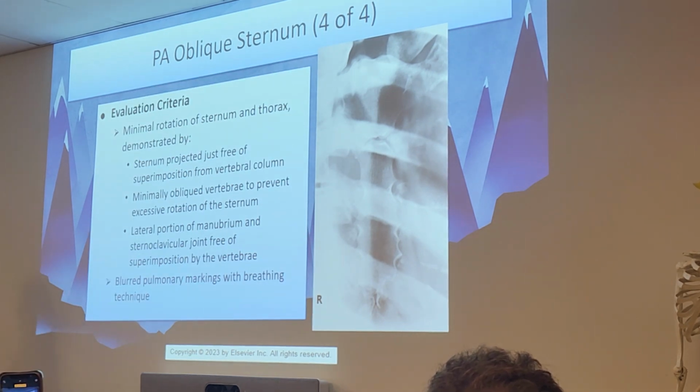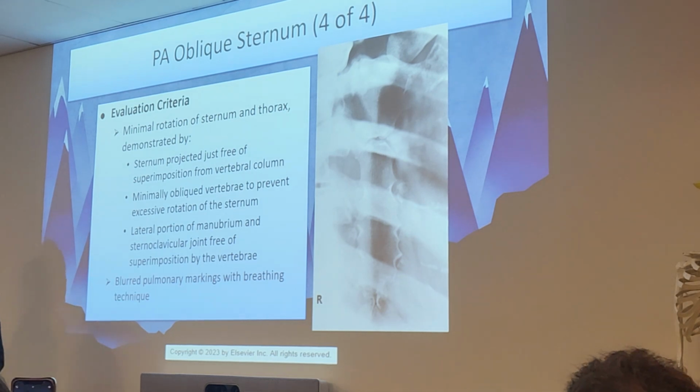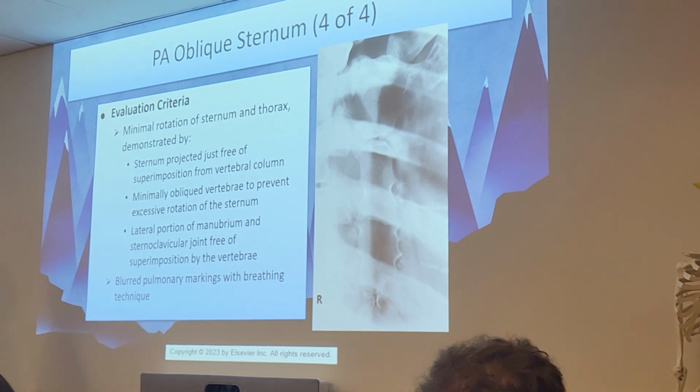All right, a little bit more evaluation criteria, guys. Once again, minimum rotation of that sternum and thorax. How do we know we have the minimum rotation? The sternum will be free of superposition from that T-spine, vertebral column. We want minimally oblique vertebrae. That is going to help us not have the excessive rotation. If we put that patient in a 45-degree oblique, it's actually going to miss the heart completely. We won't see it as well. That's why we need that slight oblique. We want the lateral portion of the manubrium, which, what is the manubrium again?